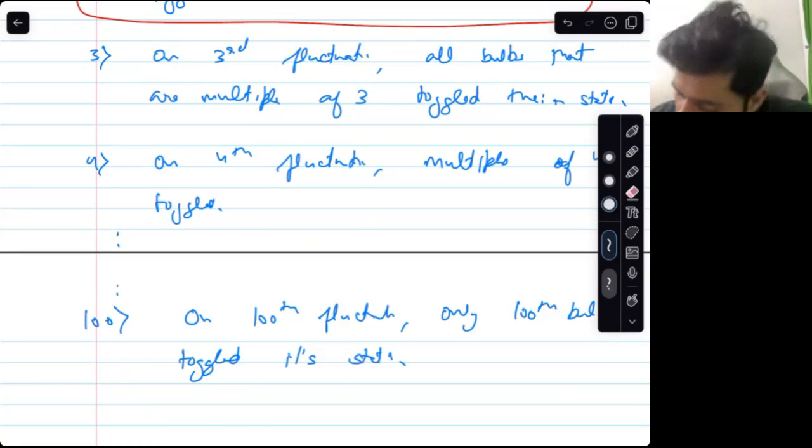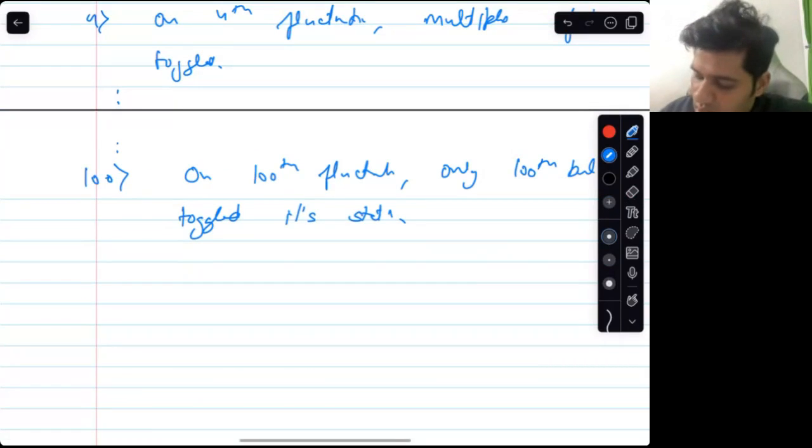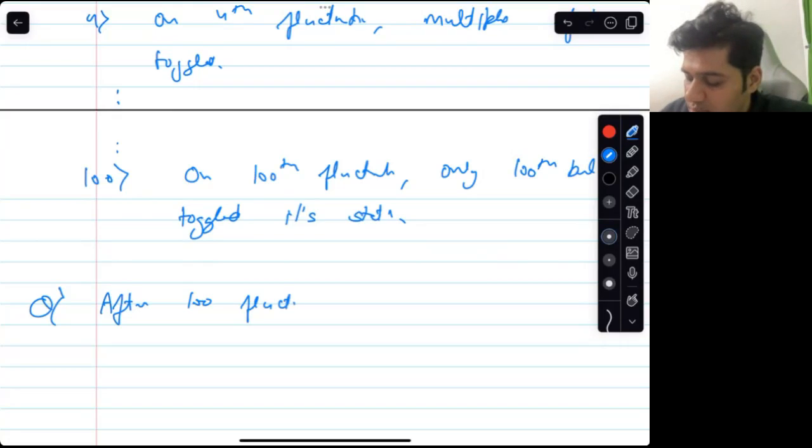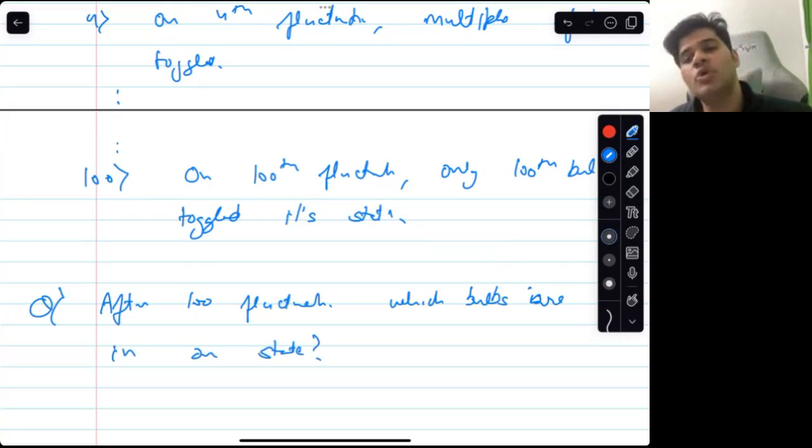Okay. So now you have to tell me, after 100 fluctuations, which bulbs are in on state? Which bulbs are on? So that is what the question is. So my question to you, is the question clear to you?